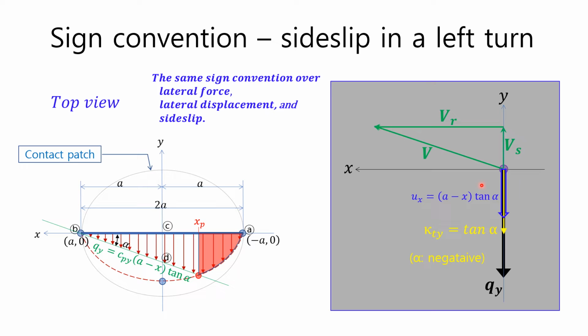Consequently, since the slip angle during the left turn is defined as a negative value according to the left-hand rule, the displacement ux, the side slip tangent alpha, and the bristle force qy can all be represented in the negative direction of the y-axis.